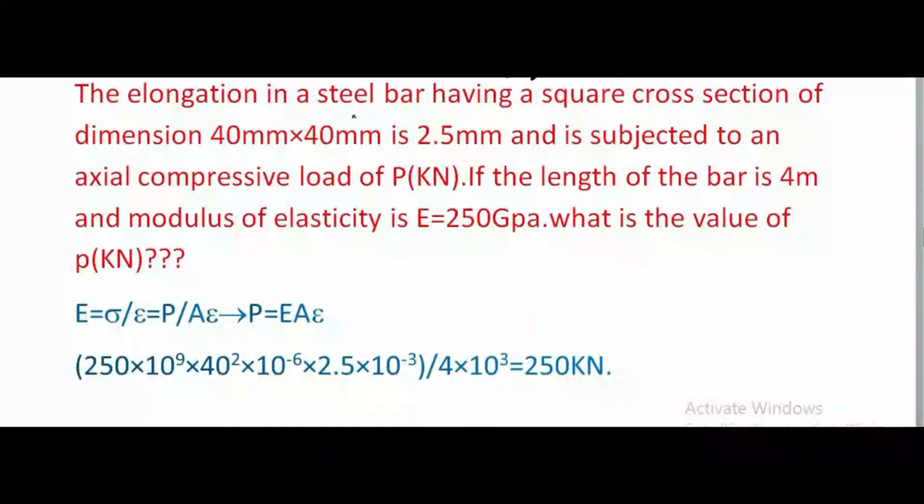The elongation in a steel bar having a square cross section of dimension 40 mm by 40 mm. It means this is the area. Okay, and the elongation, that is delta L, is given. Elongation in the steel bar is 2.5 millimeter.